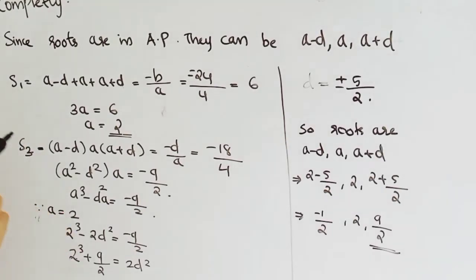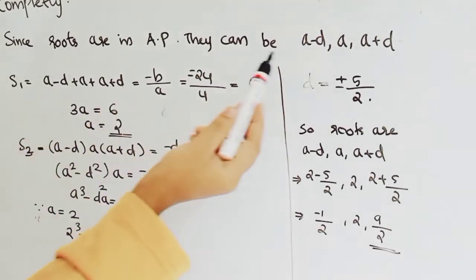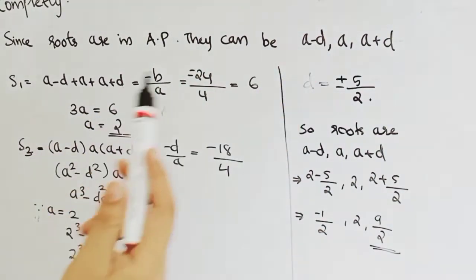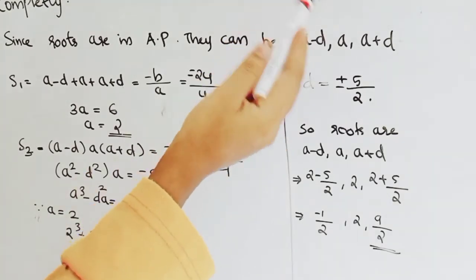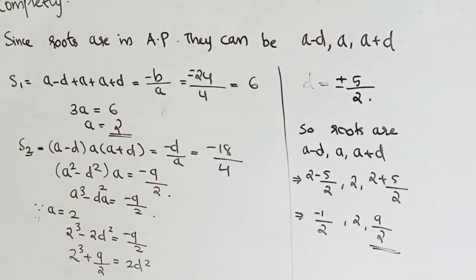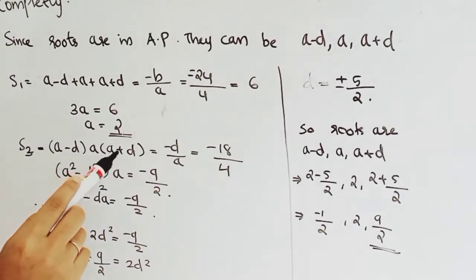Now we have got that a is equal to 2. Then we can find S3. We can also find S2, that is multiplying a minus d into a, into a plus d, then a minus d into a plus d. But S3 will be easier than going through S2. So we have found here S3. S3 is equal to a minus d into a into a plus d. That is the product of the roots.